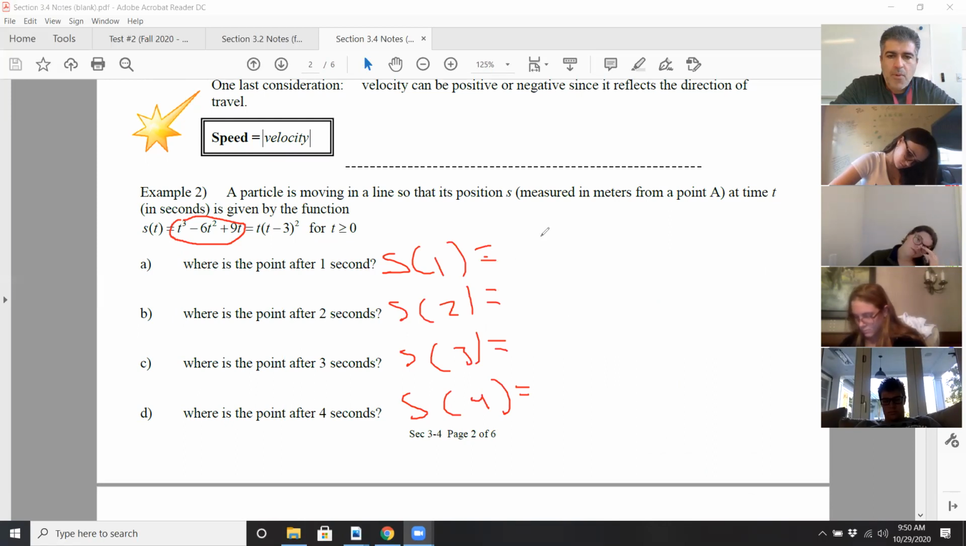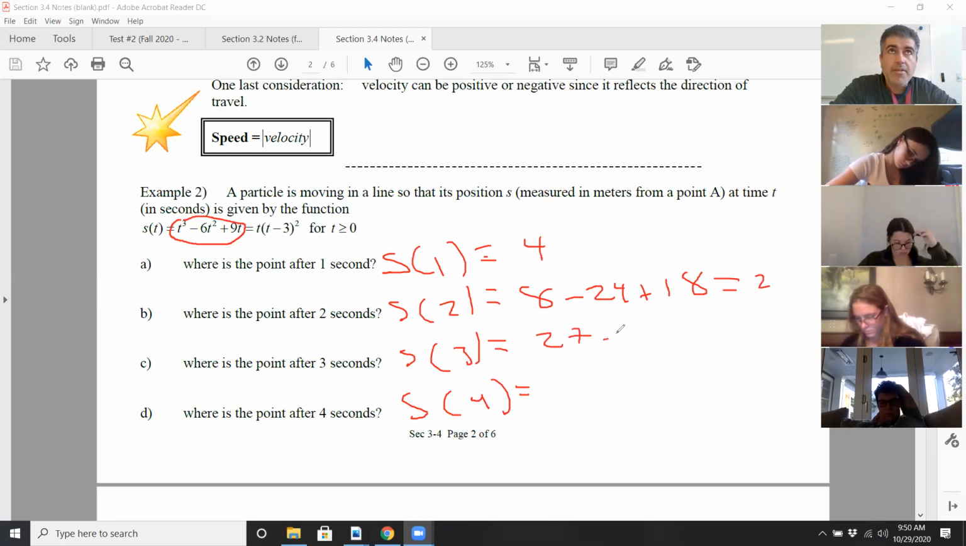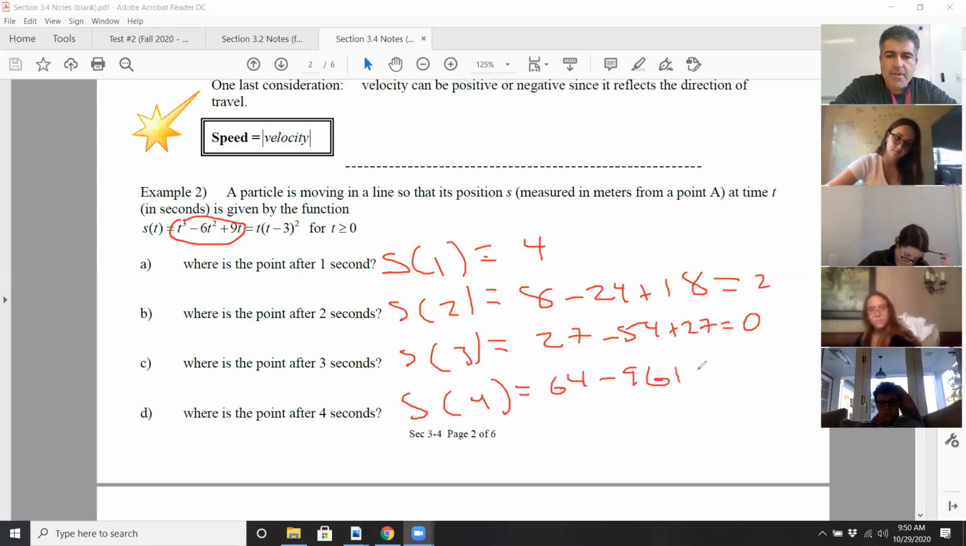So s of 1 is easy. That's just going to be 4. S of 2, if you were to calculate that, that's going to be 8 minus 24 plus 27, plus 18, my bad. That's going to equal 2. If you plug in 3, 27 minus 54 plus 27, 0. You plug in 4, 64 minus 96 plus 36, you get 4.